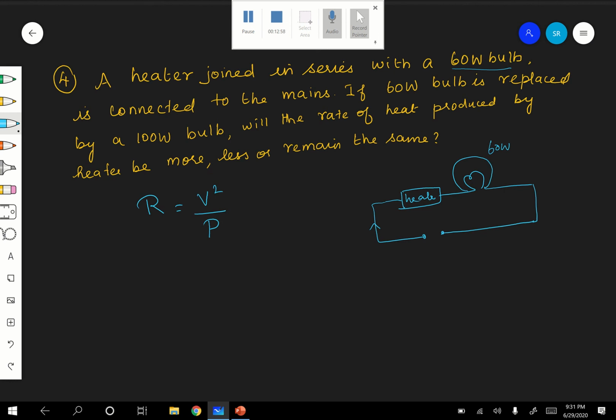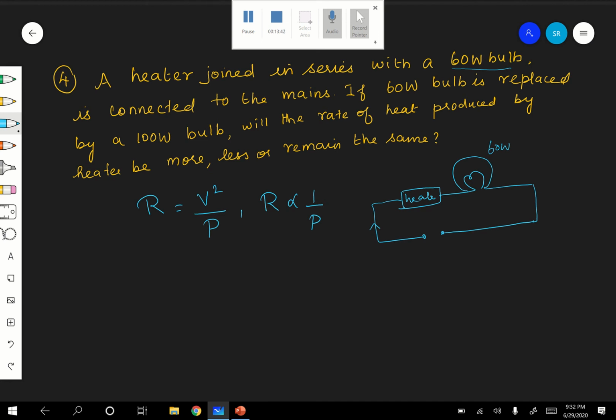Therefore, from this you know R is inversely proportional to P. The rating is given now. What is a 60 watt and 100 watt bulb? For the 60 watt bulb, you know that R is inversely proportional to P. So the resistance of these two, 60 watt and 100 watt: more the power, less will be the resistance.